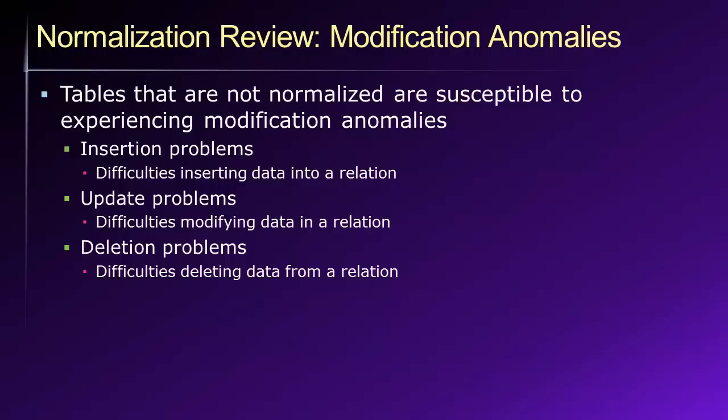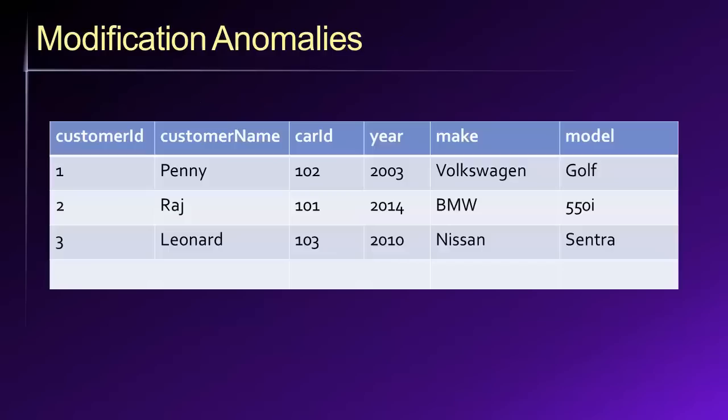Tables which are properly normalized will help us to avoid these three types of problems. As a quick review, let's see some examples of these three different types of modification anomalies. Here we see a list of data in which we are recording information about customers and the cars that they own. To begin, let's consider a deletion anomaly.